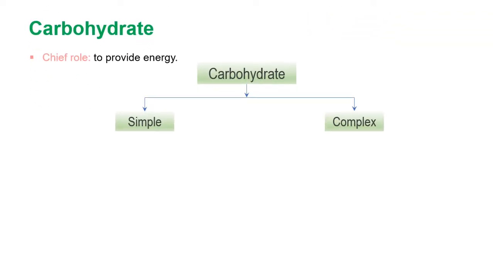You may have heard the word carb. It's a shorthand for carbohydrate. The main function of carbohydrate is to provide energy required by our body to carry out all kinds of internal and external activities. Carbohydrate can be mainly divided into 2 types, simple and complex. Simple carbohydrate can be further divided into 2 types, mono and disaccharide.